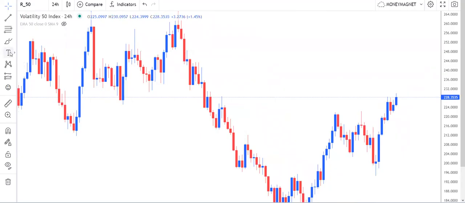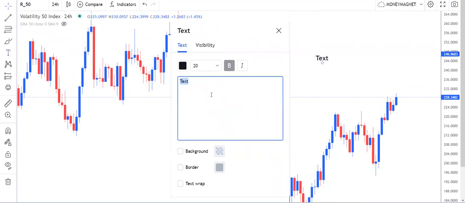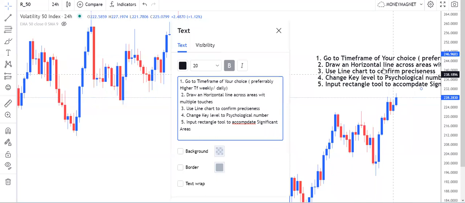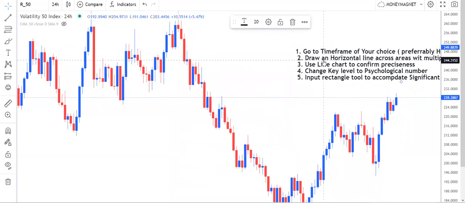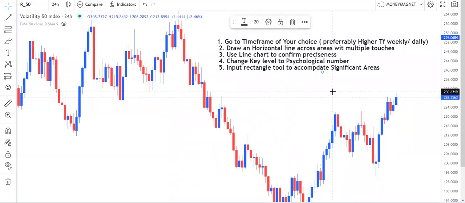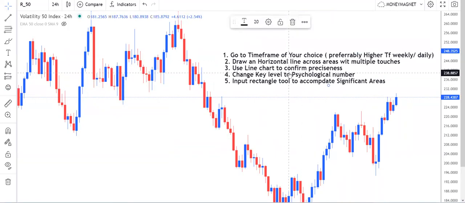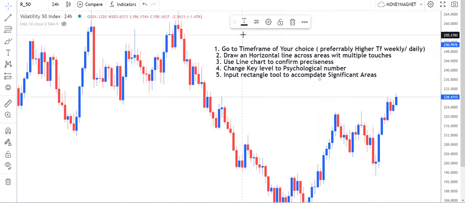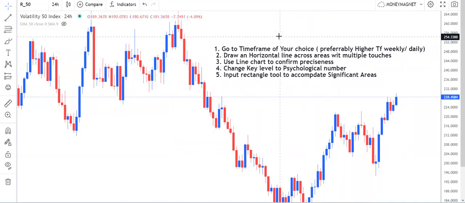And that would be, in no particular order of importance, these are the 5 steps. And I will be going over every one of these shortly to give you a clearer picture of how I mark up my key levels using these 5 steps.